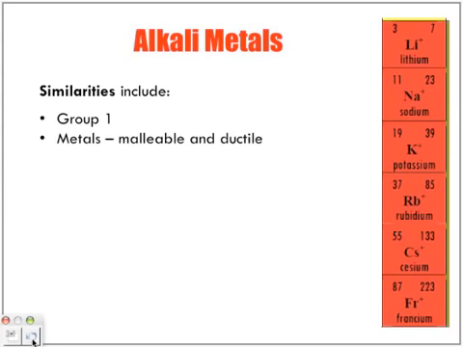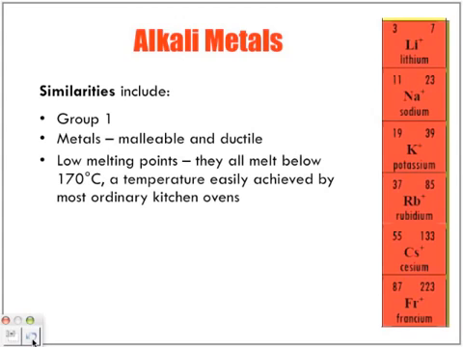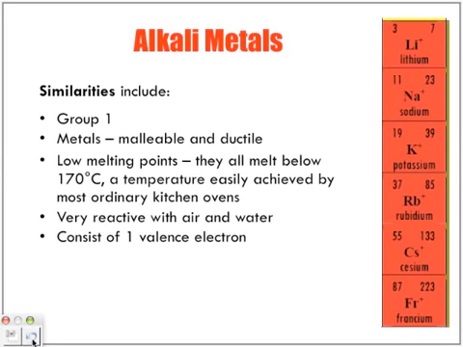They're metals, so they're malleable and ductile. They have low melting points. They all melt below 170 degrees Celsius, a temperature that is easily achieved by most ordinary kitchen ovens. Very reactive with air and water. Okay, so they're violently reactive with air and water. And as we move down, they become more and more reactive. They all consist of one valence electron. This is going to be really important, but we're going to talk about this term later. Notice here, one valence electron, group 1. There's going to be a hint there, as we're going to talk about later on.